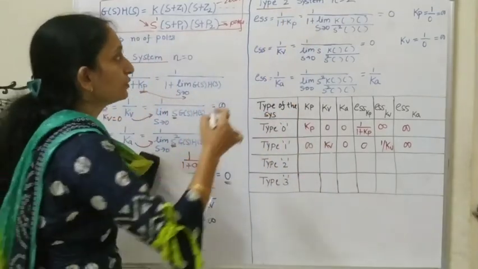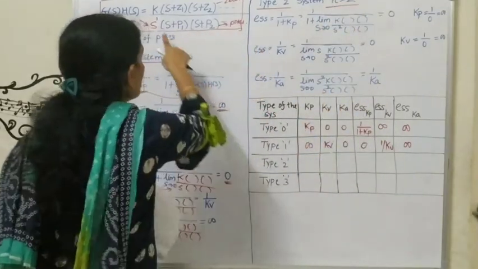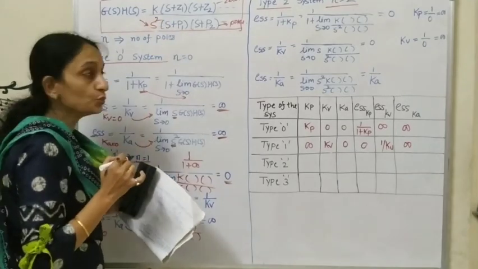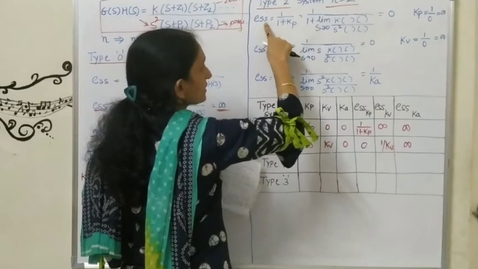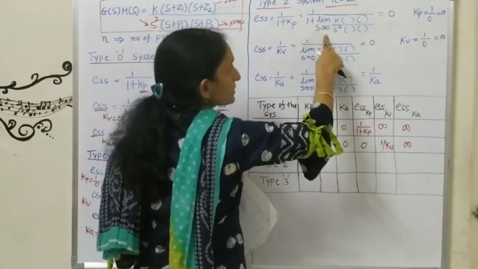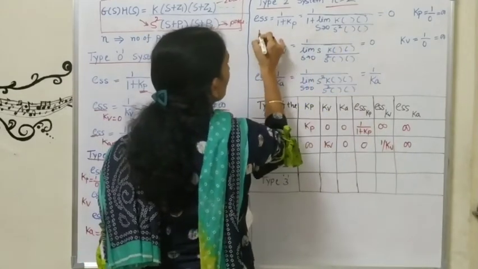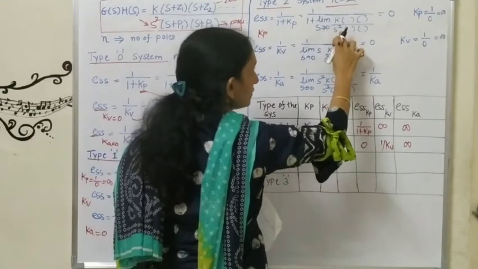In case of type 2, here you need to put n is equal to 2. Okay, so here I will put n is equal to 2 for type 2. Then look at this, here again the formula ess is equal to 1 upon 1 plus kp. Look at this term: when I am calculating kp and I take the limit, there is a term 0 here.